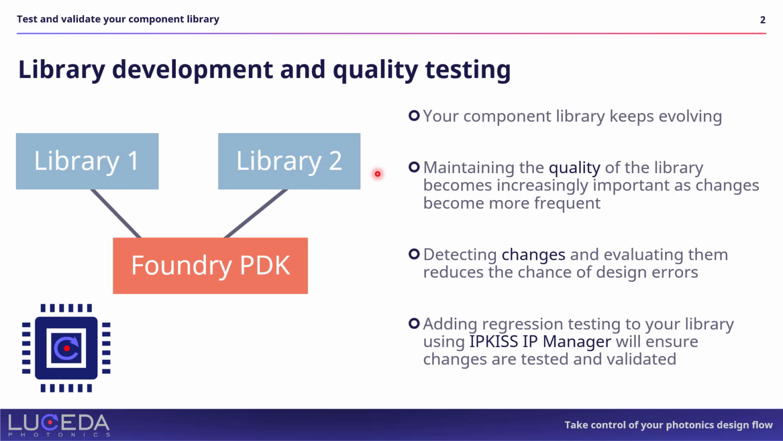In a previous tutorial, you have learned how to develop your component library. Now, as your component library keeps evolving, maintaining the quality of this library becomes very important, as changes become more frequent and you also have more team members collaborating on the same library. To this extent, detecting changes and evaluating them is the most important step. This way, you can reduce the chance of making design errors. You can do this by adding regression testing to your library using IPKISS IP Manager. This way, you keep testing and validating changes and make sure that they are actually wanted and not unwanted changes.